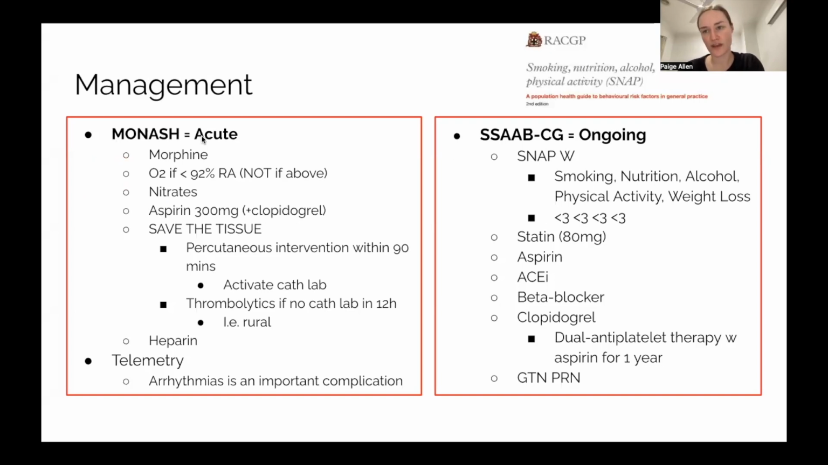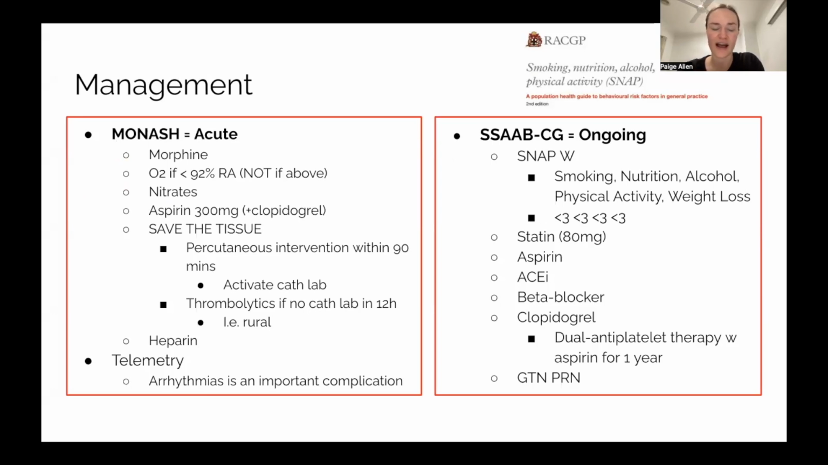So M is for morphine. This works in two ways. One, obviously it helps with the pain that they're having, which will cause them to physically relax better, and then they'll get better vasodilation. And second, morphine itself actually causes some vasodilation. So that's great because you're going to increase your blood flow.